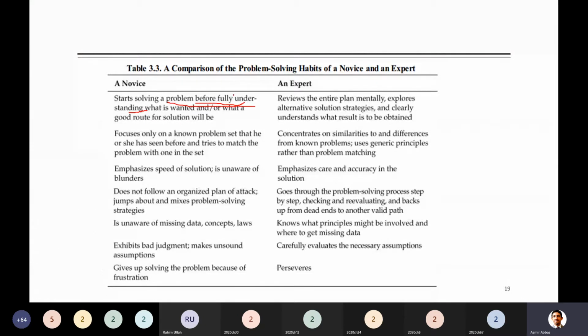If you are not doing that, you just jump in. But if you are an expert, later on you solve many problems again and again. So you review the plan, you read the statement carefully, then you do some mental calculation, and after fully understanding, you try to solve the problem. Most of the time, someone who is new will focus only on the known problem set.